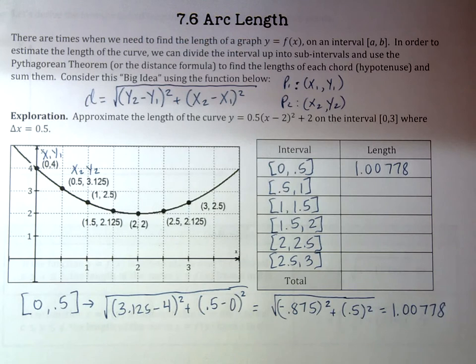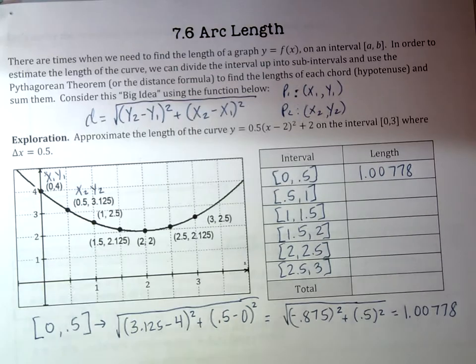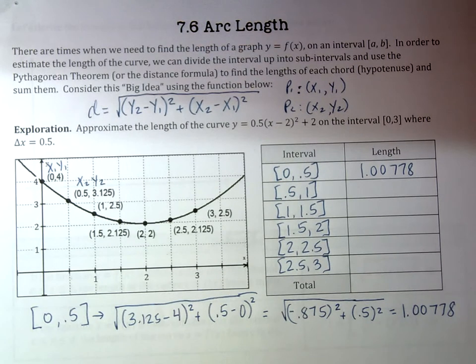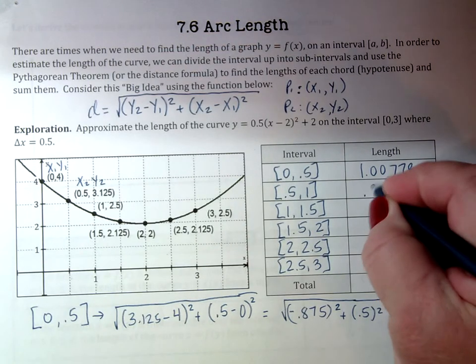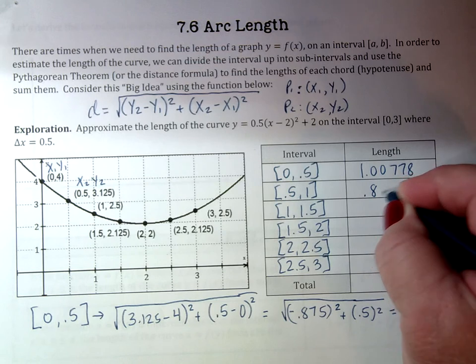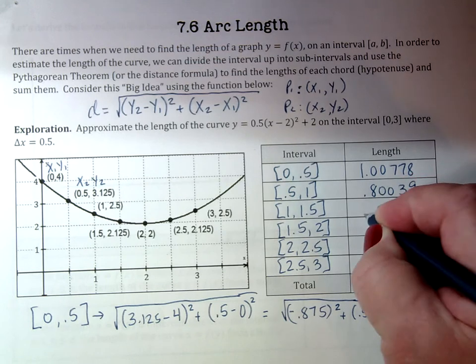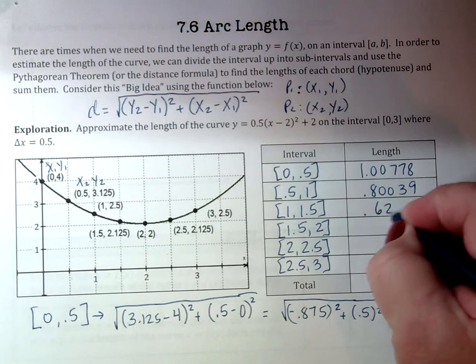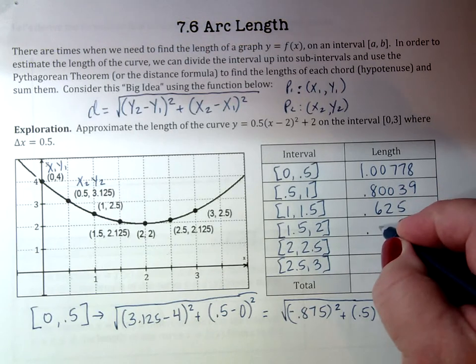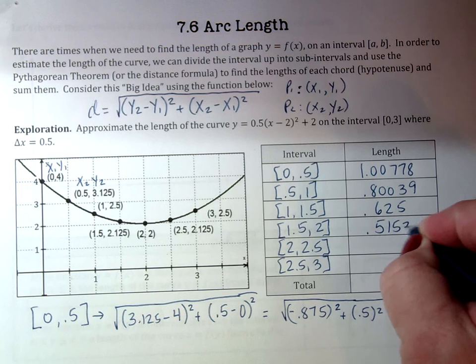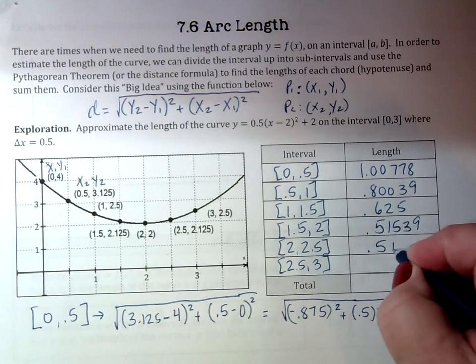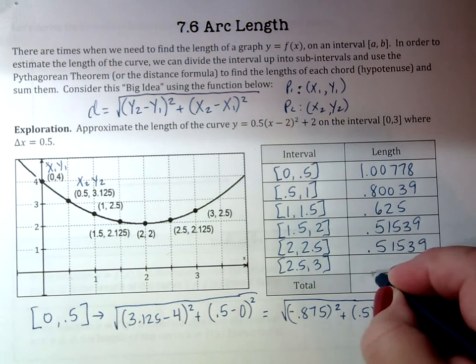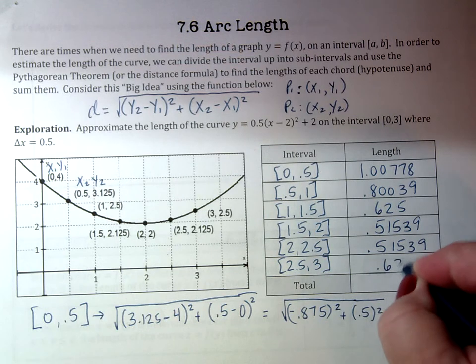And then in the end, we're going to add them up and have a conversation. So stop the video just for a second. See if you can find those distances. Here's what you should get. Next one should be 8.80039. The next one is 0.625. The next one is 5.51539, which is actually the same as the next one down. And then I have 0.625 again.